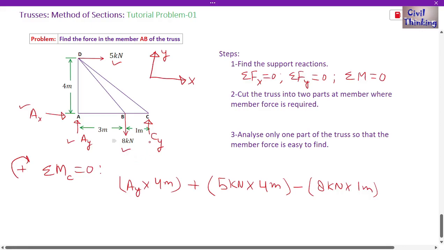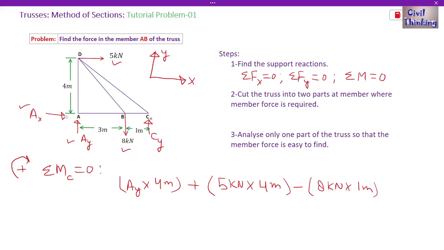Now the line of action of CY is passing through C, so the moment due to CY at C is going to be 0, so we will not consider this term. As I can see, we found the moment due to all the forces and support reactions, so we have to equate it to 0.